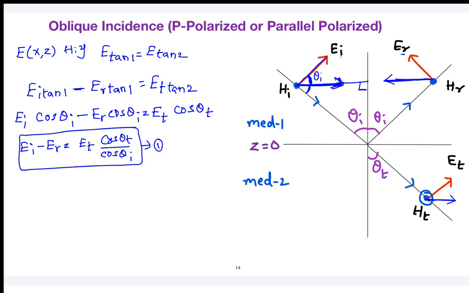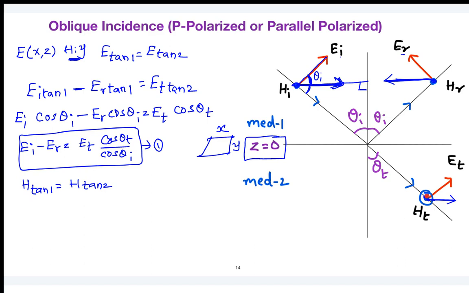So this is your first equation. Similarly, when you resolve the magnetic field component, you have H tan 1 equal to H tan 2. As I said, your magnetic field is in the y direction. The y direction lies along the surface because your interface is located at z equal to 0. So when you have the z equal to 0 plane, your x-axis will be tangential and the y-axis also will be tangential. So your HI and HR both lie in the y direction, right? Similarly, HT also lies in the y direction.